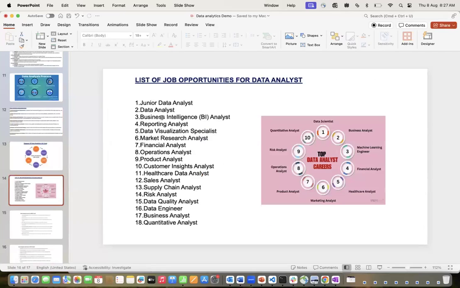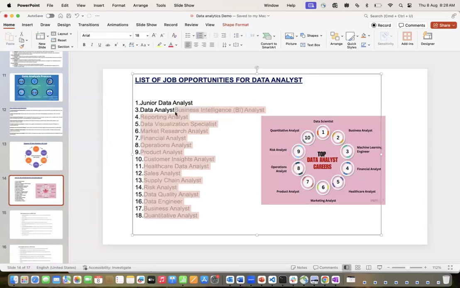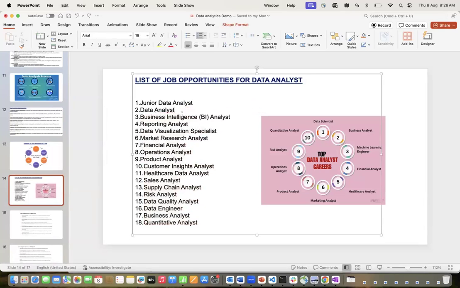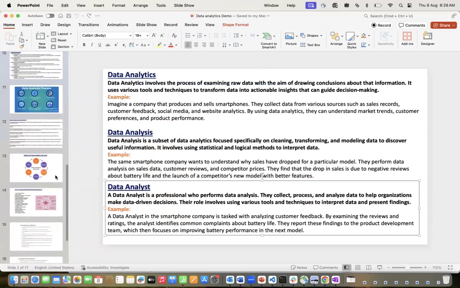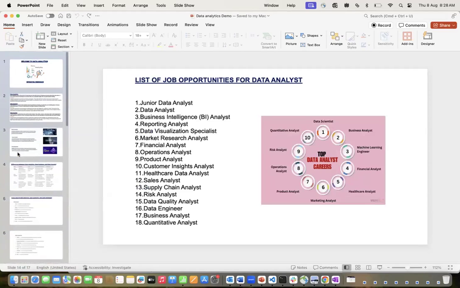See here: junior data analyst, business intelligence analyst, reporting analyst, data visualization specialist, market research analyst, financial analyst, operational analyst, product analyst. There are multiple jobs. But all these jobs are now one job, called a data analyst. There is only one job called data analyst cum data engineer. Have you heard about data engineer? Yes, sir. Okay, fine. Meanwhile, first we can understand this concept.